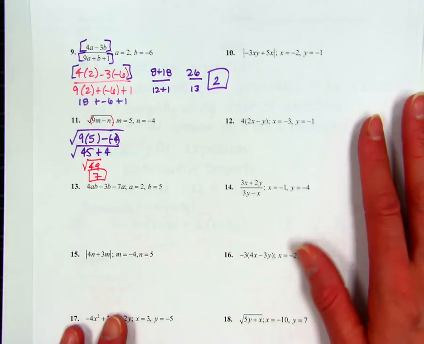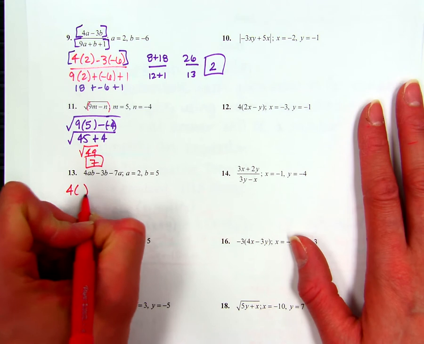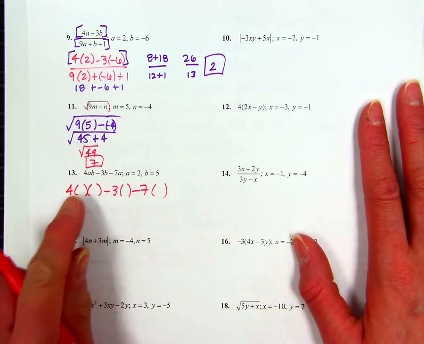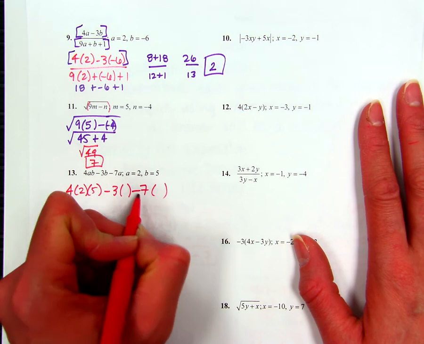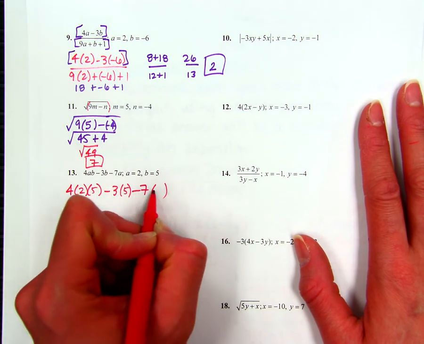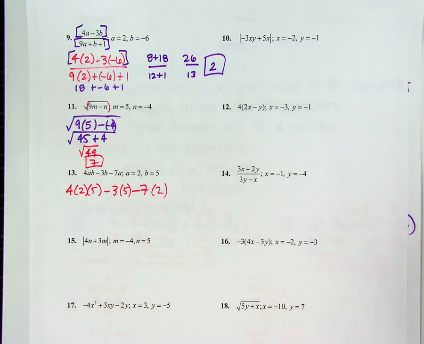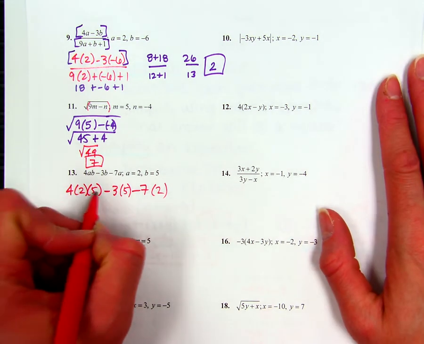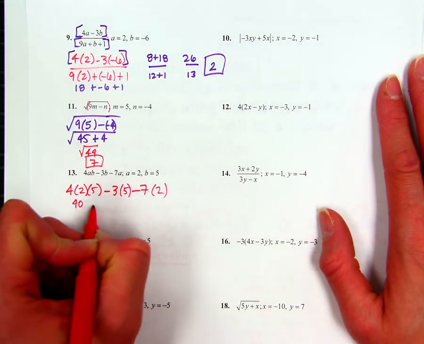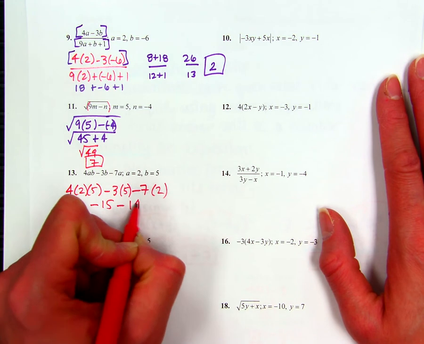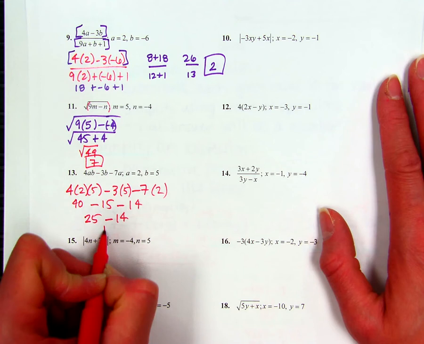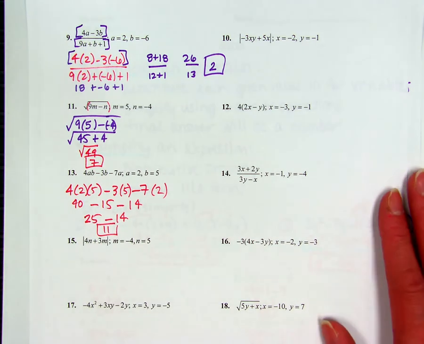All right, number 13. We have 4 times something minus 3 times something minus 7 times something. So we need A, then B, and then A over here. So after you substitute in all your values, do all your multiplying. That's 8 times 5, which is 40, minus 15 minus 14. So if you go from left to right, you got 25 minus 14, which is 11.